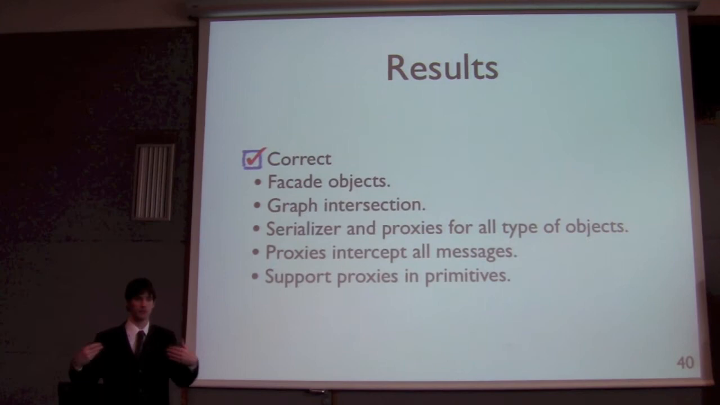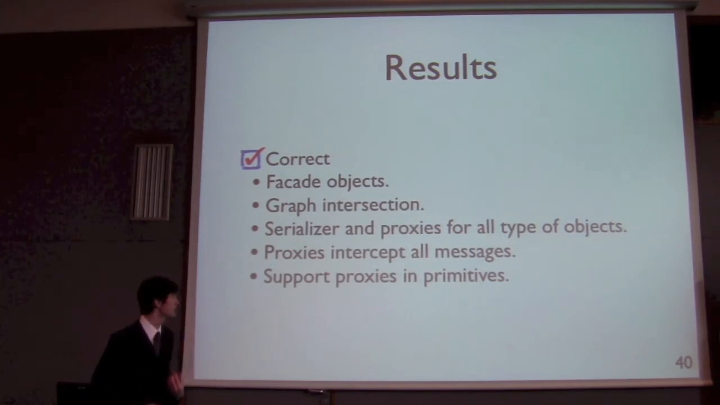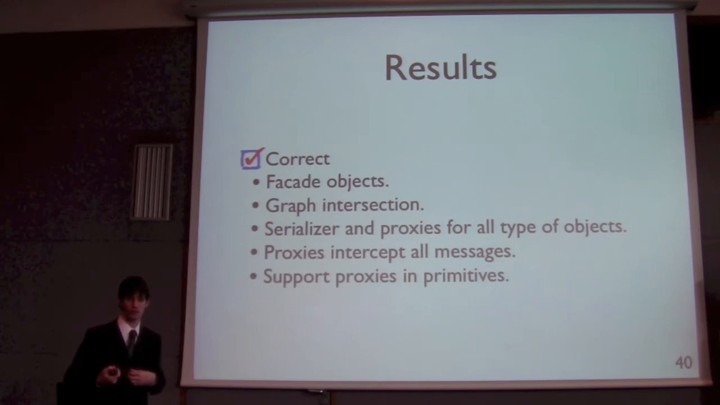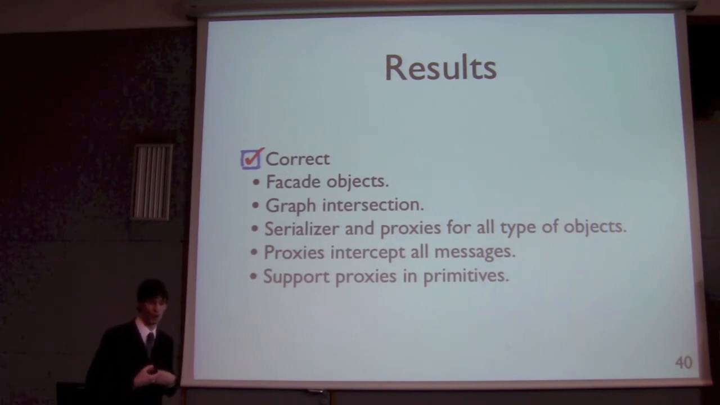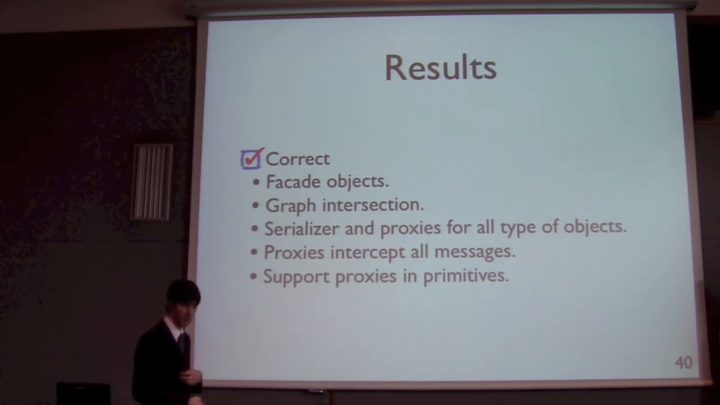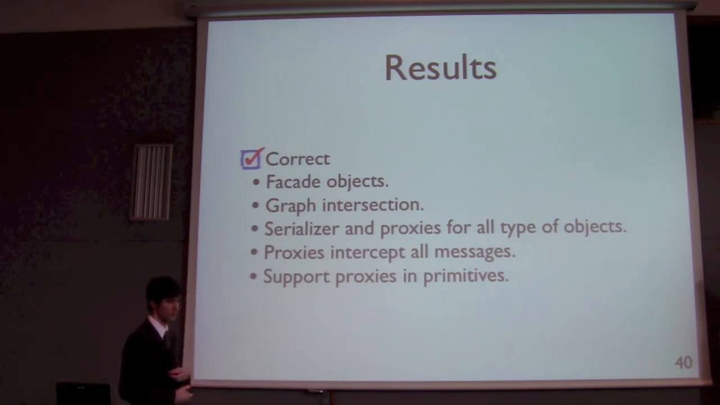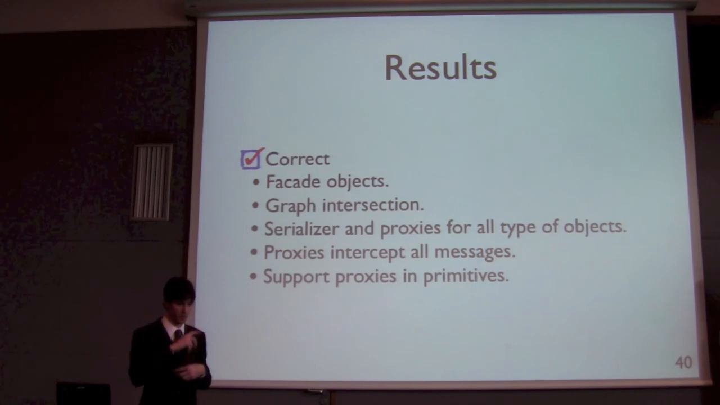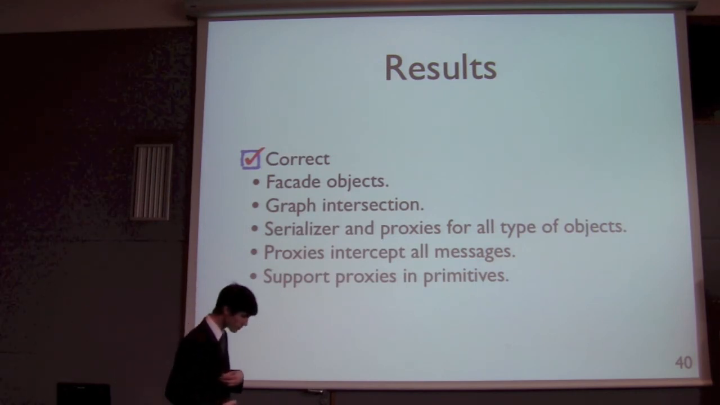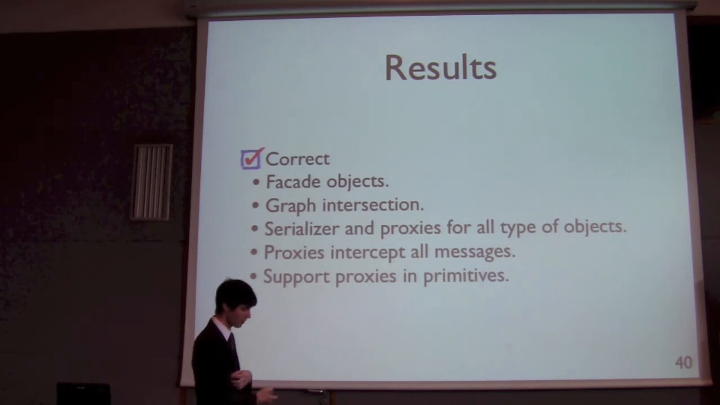Taking into account the results, I think it's correct. Marea, I mean the graph, is able to swap out and swap in correctly. We are able to detect facade objects. We deal with all kinds of graph intersection. Both the serializer and the proxy toolbox are able to serialize or to proxify almost any kind of object. The proxies are able to intercept all messages. This is important for being correct. And finally, we have support for primitives. For example, you may proxify some object, and then it is sent as a parameter to primitives or things like that. So that's also difficult. We have solved all of them.